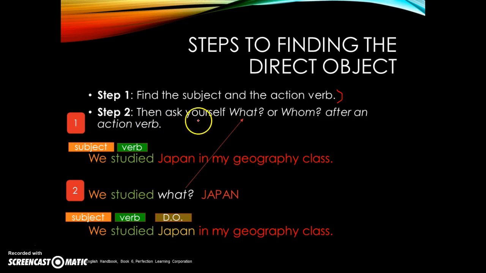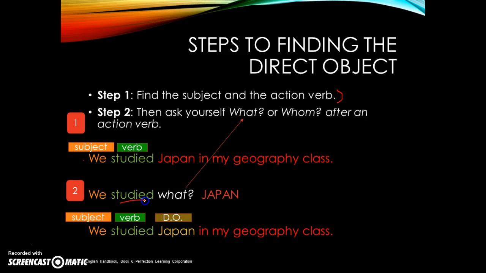Step two is then to ask yourself what or whom after an action verb. So let's look at these steps in action. Here's our sentence: We studied Japan in my geography class. So step one is to identify our subject and verb, which we have right here. And then step two is to ask yourself what or whom after an action verb.